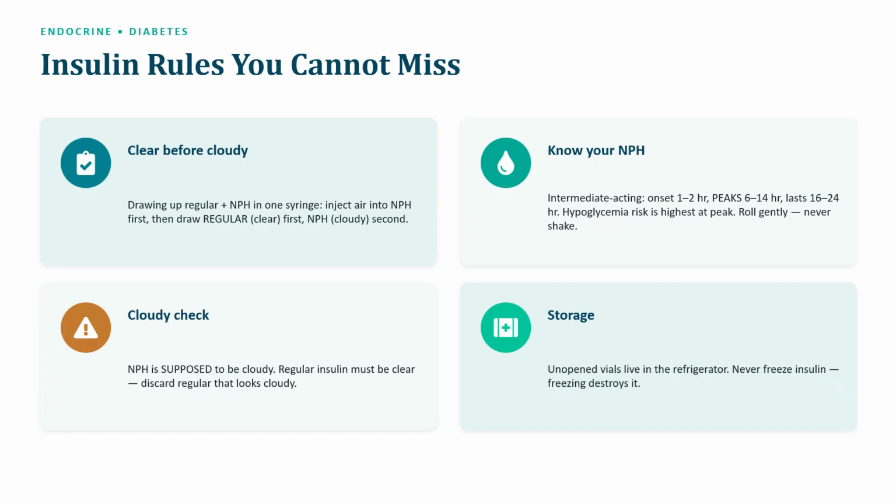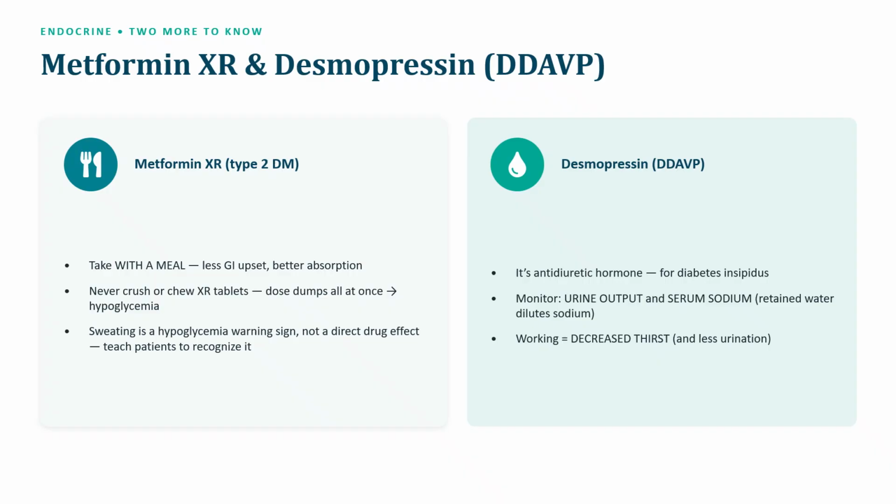And then the fourth rule is storage. Unopened vials are refrigerated. Insulin is never frozen. Freezing actually destroys it. So metformin extended release is used in type 2 diabetes.